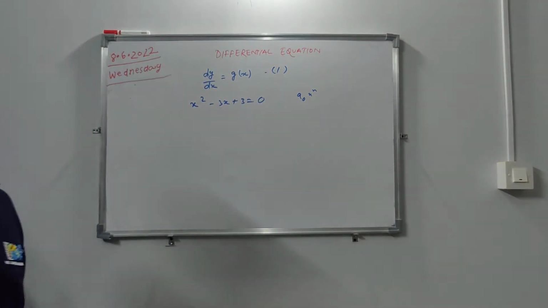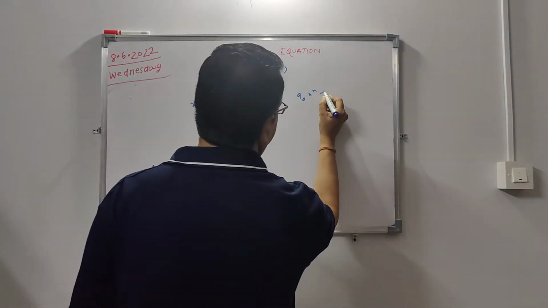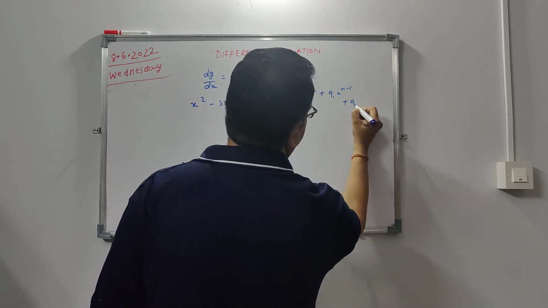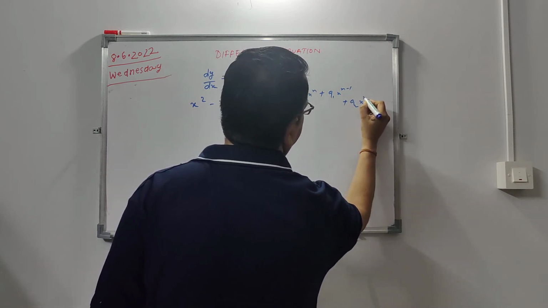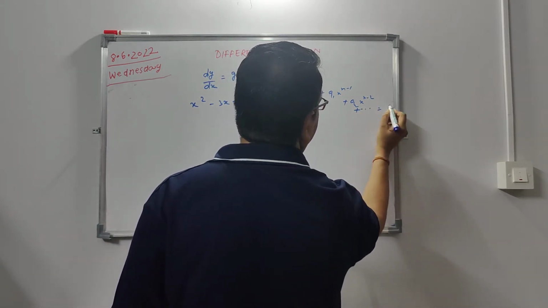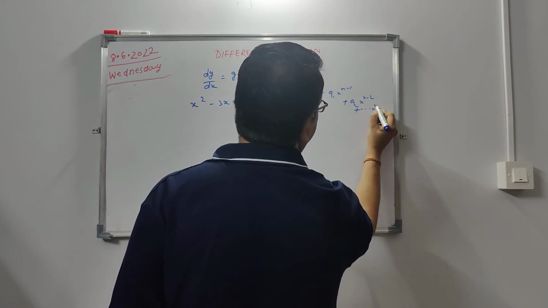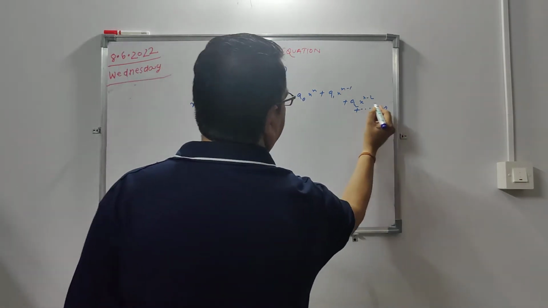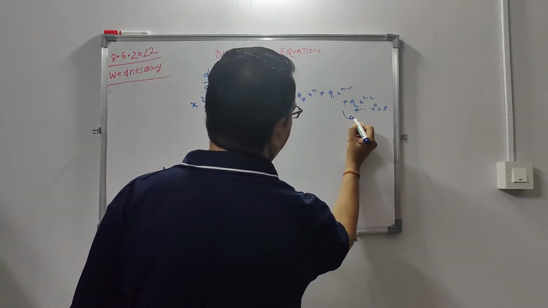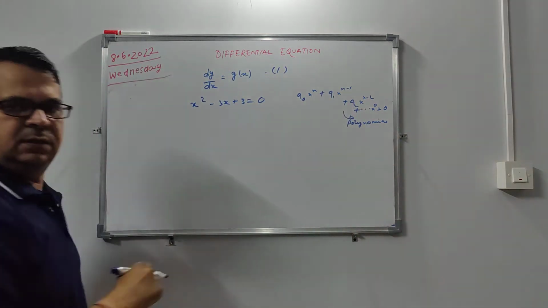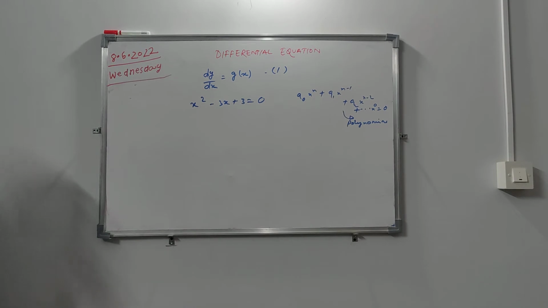In general, what is a polynomial? a0 x to the power n, then a1 x to the power n minus 1, a2 x to the power n minus 2, and so on, depending on what your n is, and then finally it will become x to the power 0, which is a constant, equal to 0 or whatever you write. So this is nothing but a polynomial, having only x and some constants as coefficients.